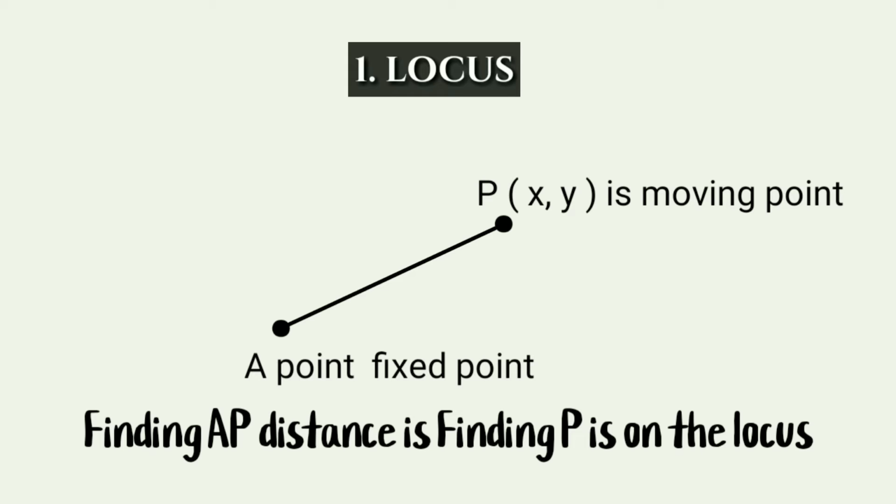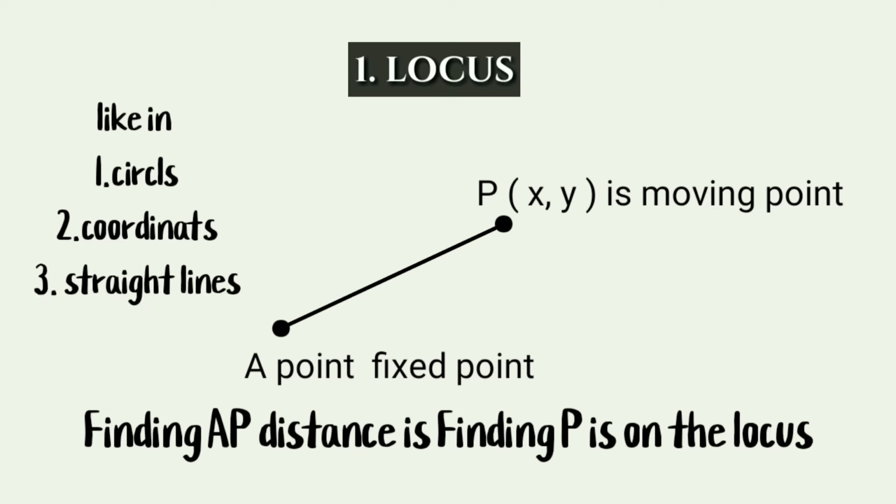Like locus on circles, coordinates on straight lines, etc. You find the distance by the given condition, so P is on the locus. That's it. Now the next point, Exercise 1A.